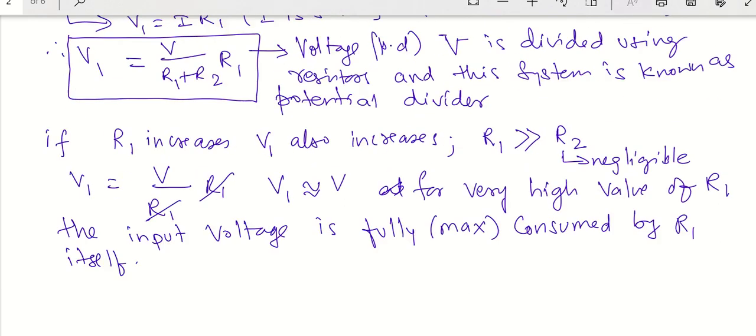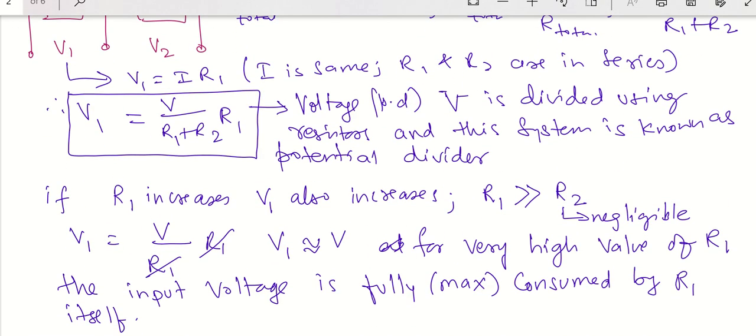You have seen just now that as your R1 increases, your V1 also increases. If R1 becomes too big compared to R2, that R2 becomes very small, we can neglect it. Then the complete input voltage V that you are giving is now taken by V1. Full voltage almost goes into overcoming the resistance R1 only, so there's almost nothing left for R2.